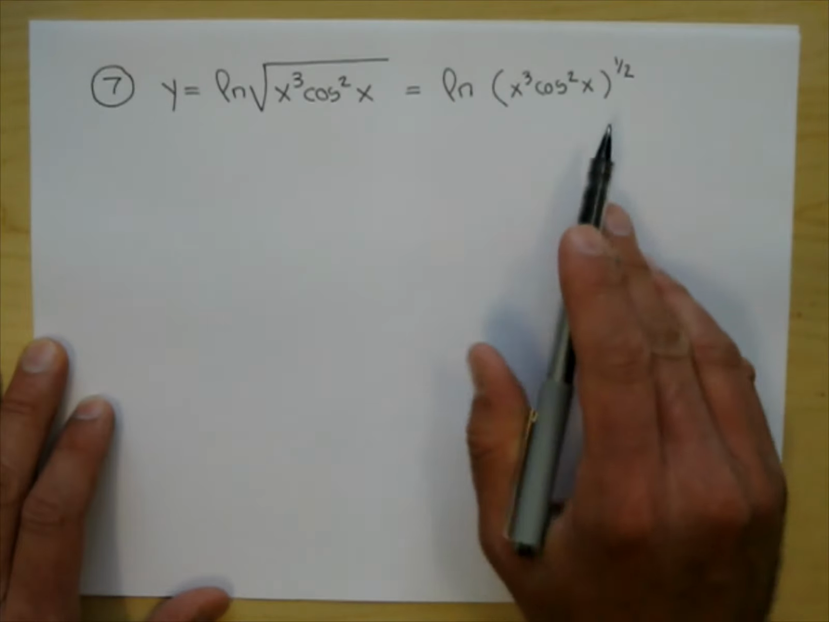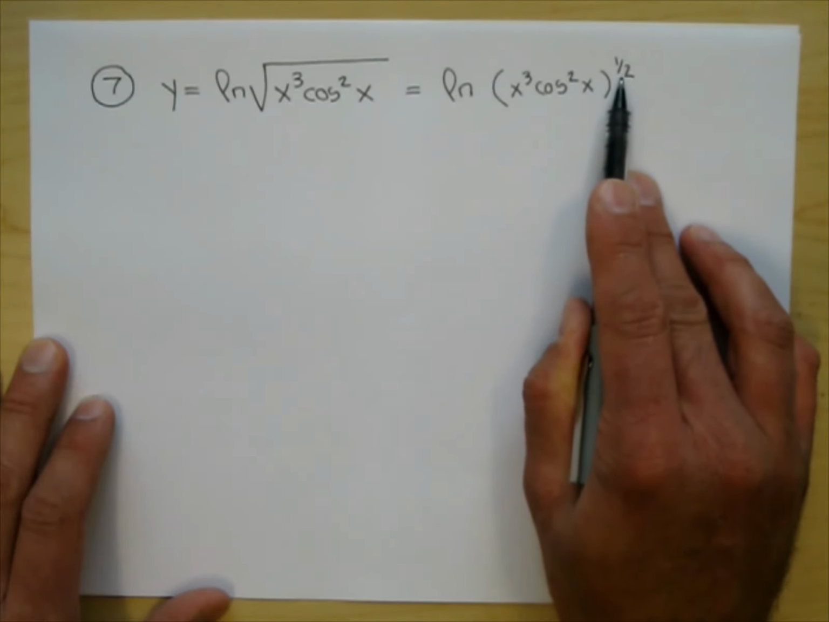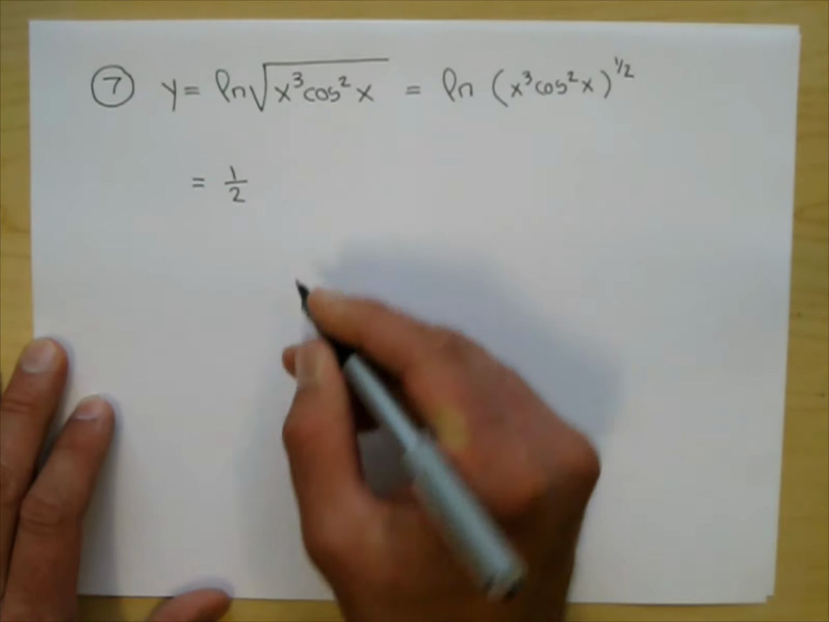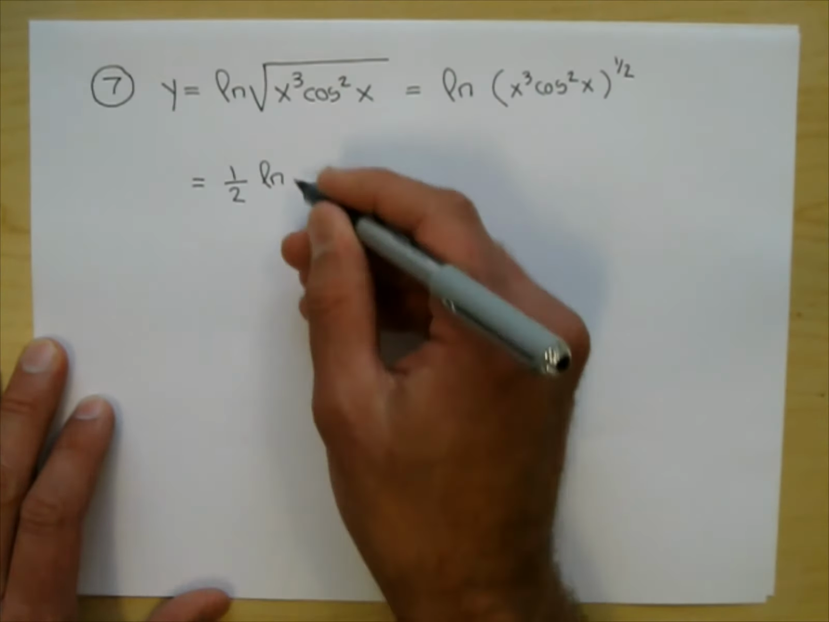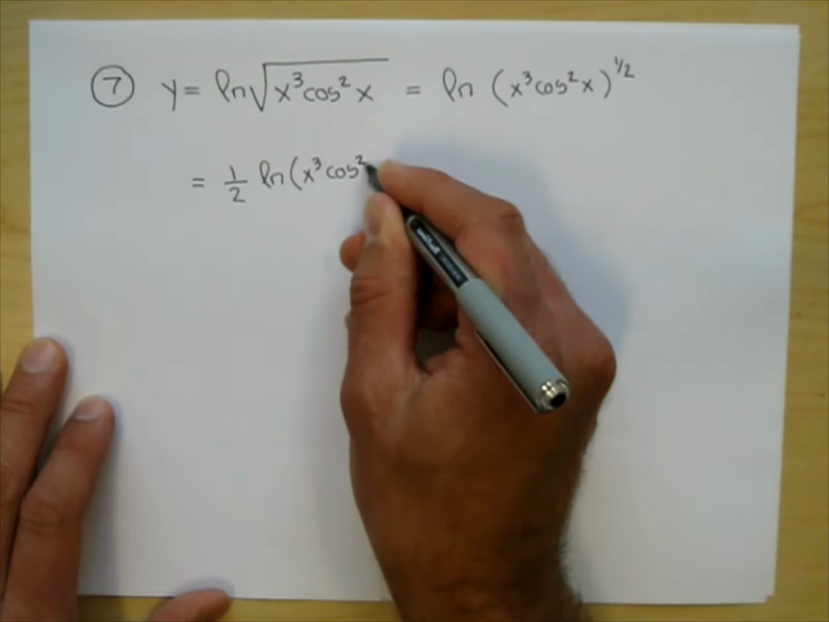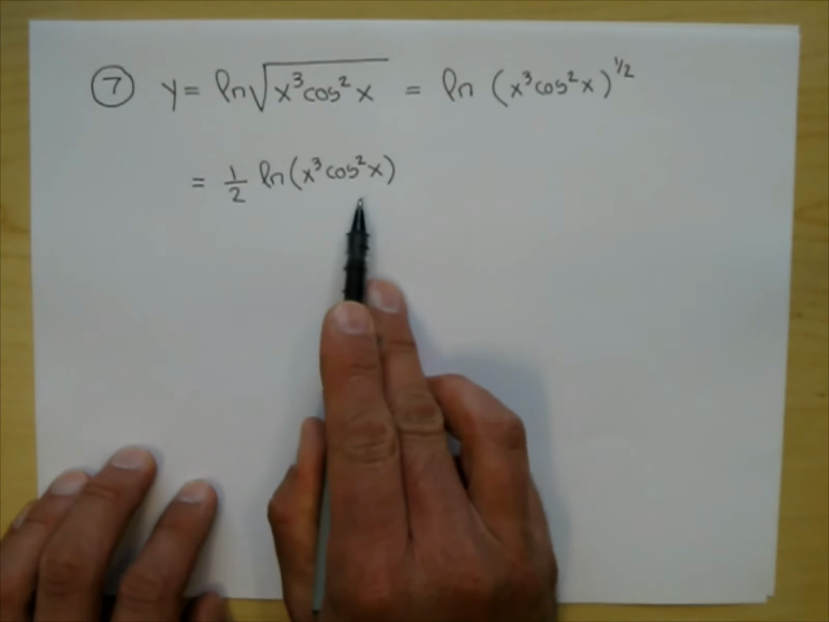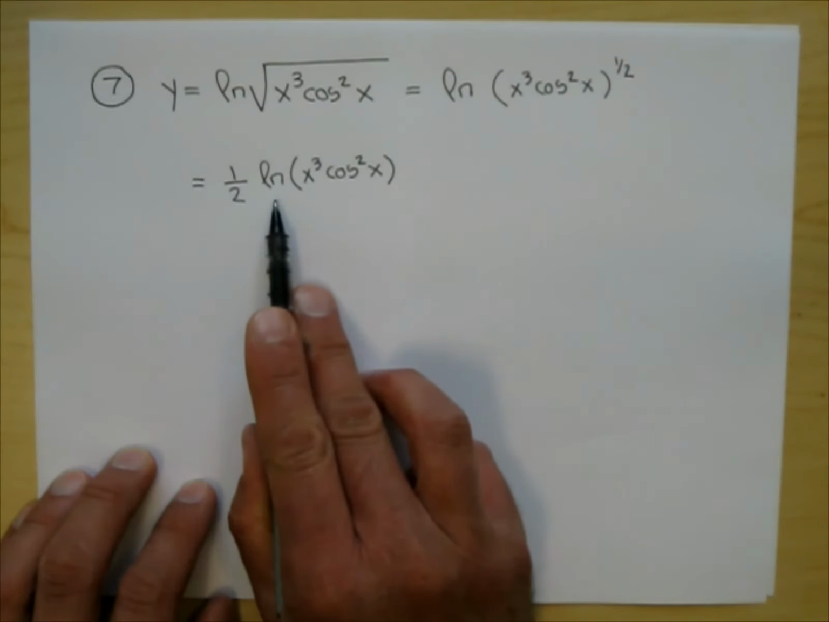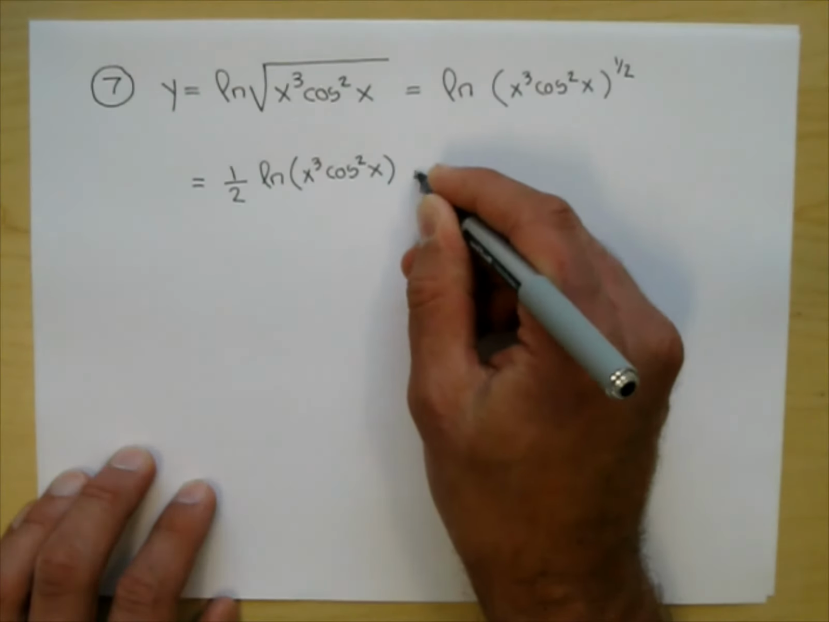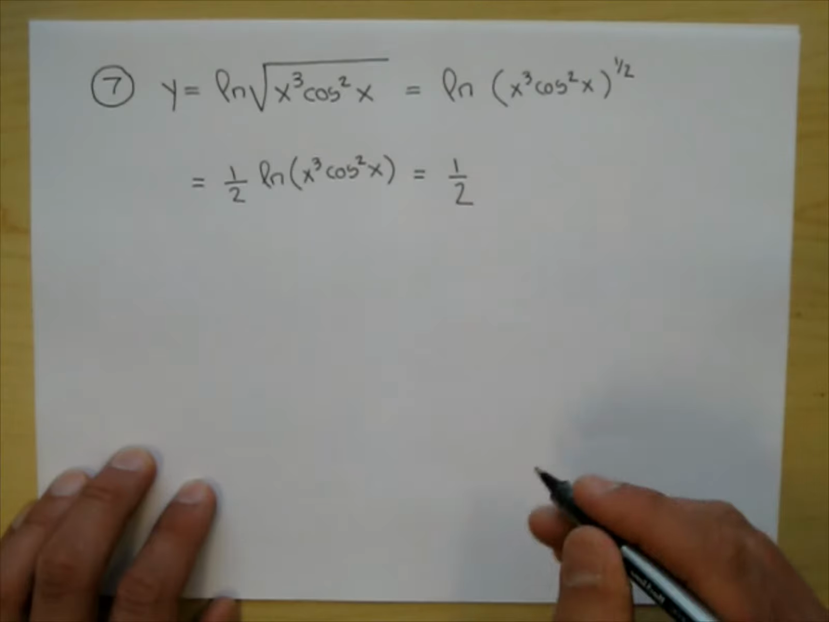Okay, the next thing I'm going to do is I have a power, the ln of something to a power, the power is going to jump in front of the ln. So this gives me 1/2 ln x cubed cosine squared x. Now what I'm going to use is the product rule for logarithms, ln of that product. So this is 1/2, and I'm actually going to write this incorrectly. I'm going to see if you can catch what I did wrong.